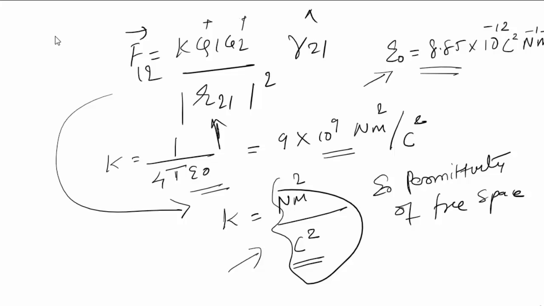These are constants. Through experimentation they found the value, and epsilon naught, the permittivity of free space, defined in simple terms, is how freely the electric field can move in vacuum. When you are considering different mediums like water or air, the permittivity will be different.